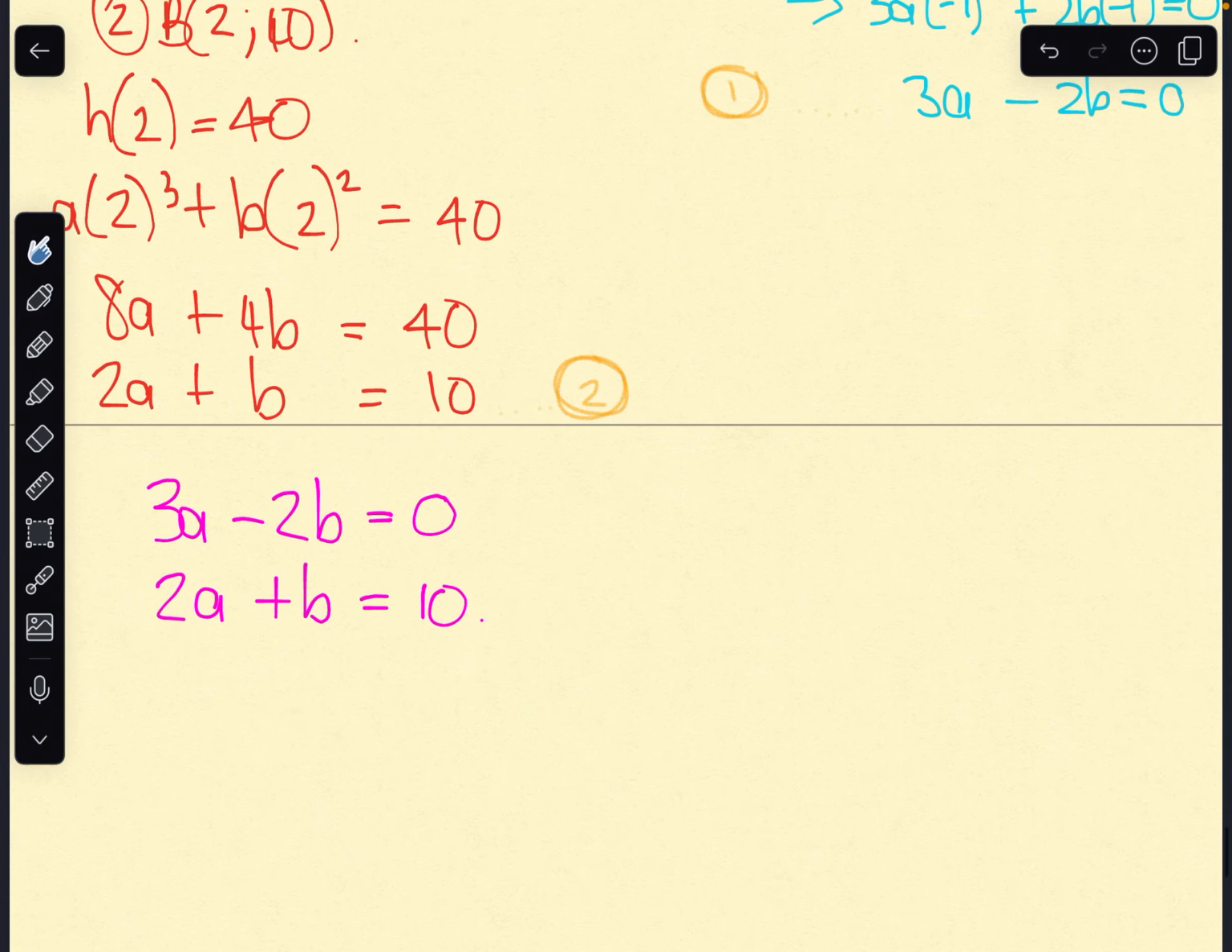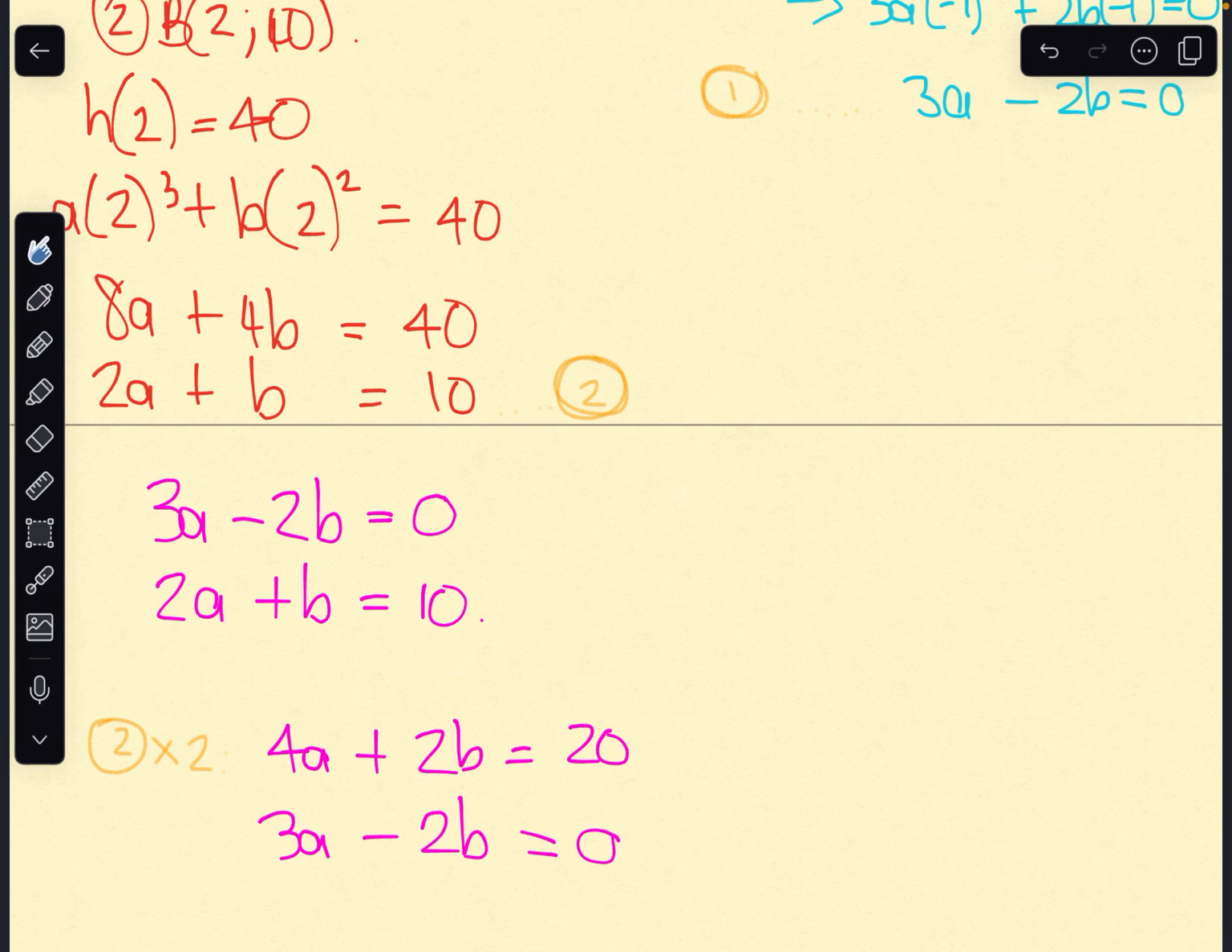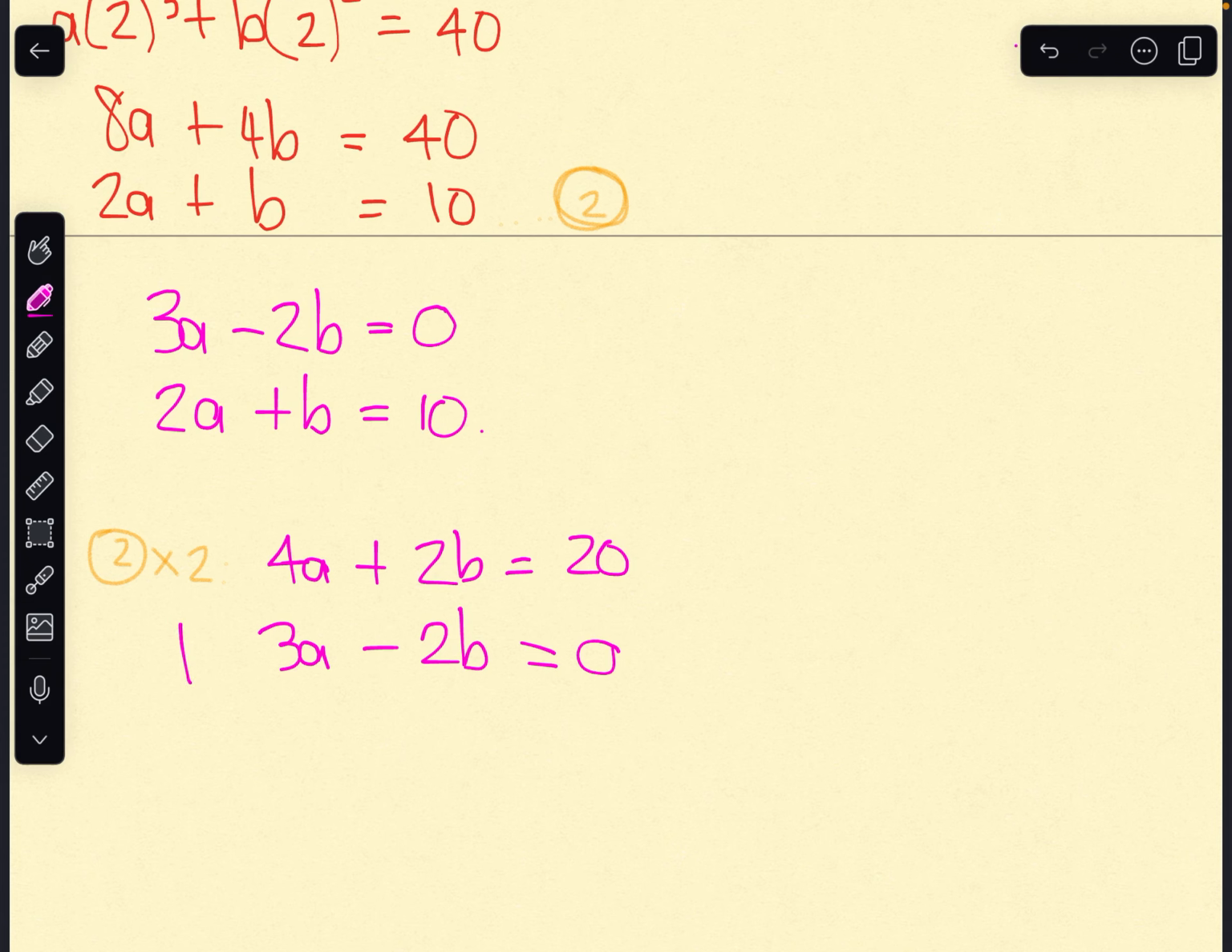Okay, so you know me, I like my elimination. So I'm going to times the second equation by 2 so that I have 4a plus 2b is equal to 20. And then my first equation is 3a minus 2b. You see, elimination loading. I'm going to add these two together so that I end up with 7a, the b's eliminate each other, and then 20 plus 0 is 20.